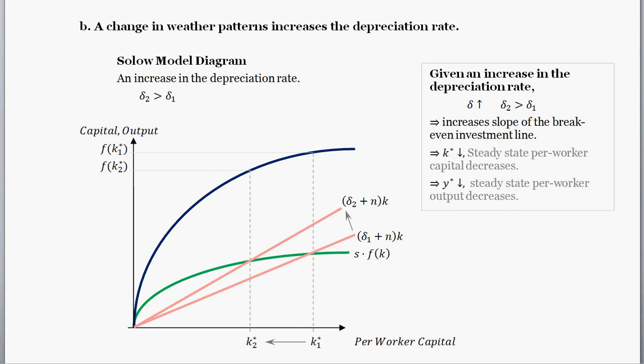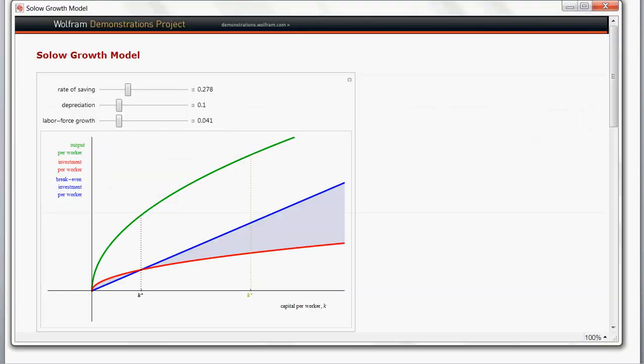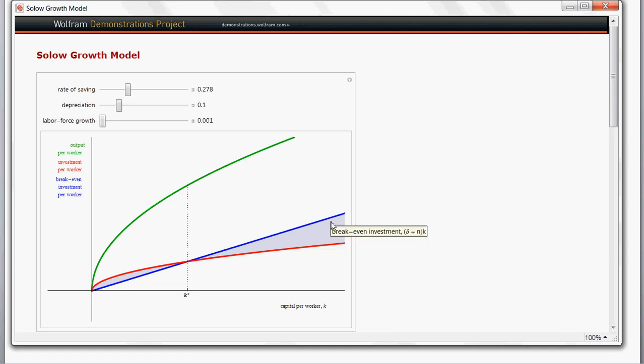Okay, let's move on. Part C asks, better birth control methods reduce the population growth rate. So let's go back to that initial starting point Solow growth model. So we have our model here. What happens if we decrease the labor force growth rate? So given that we decrease the labor force growth rate, that break-even investment line, you can see it's just a function of delta and n. N is the growth rate of the population. So if n decreases, then the slope of that line is going to decrease.